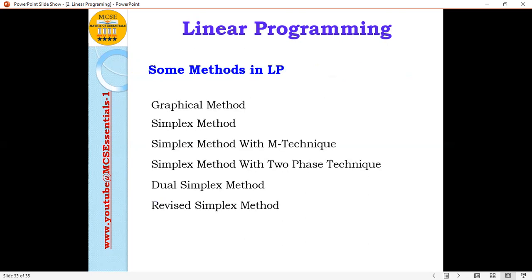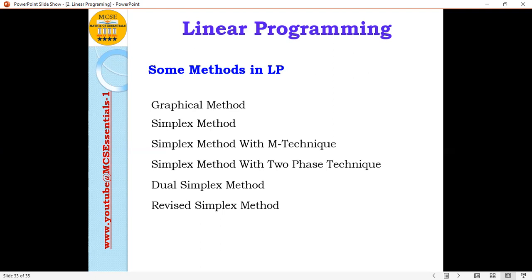There are several methods in linear programming. The first of them is the graphical method. Second is the simplex method with M technique, simplex method with two-phase technique, dual simplex method, and revised simplex method. This is a list of 6 most popular methods. There are also some other methods, but we will focus on these 6 methods at first. In coming lectures, we will go into a complete and thorough discussion about these methods, how they work, and what kind of problem is suitable for which type of method.